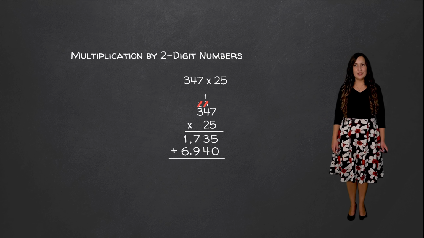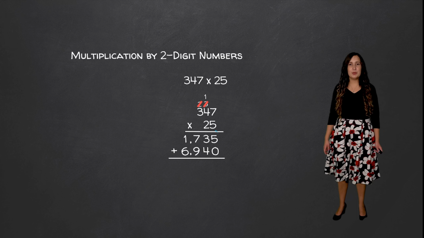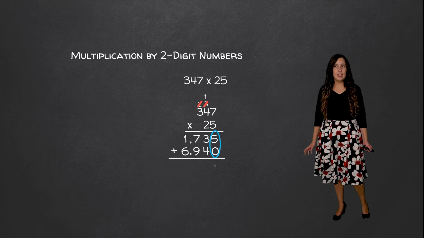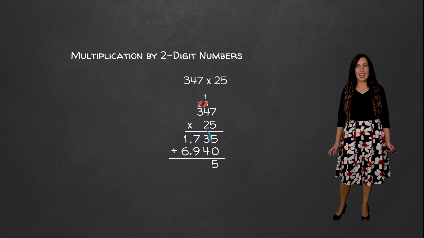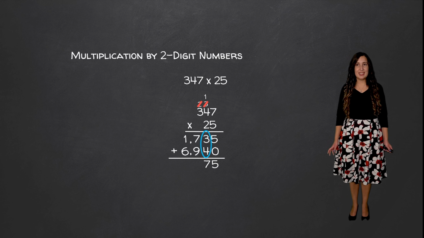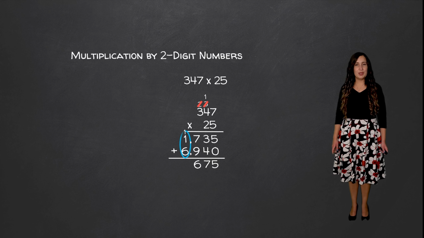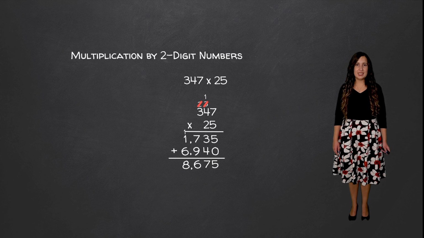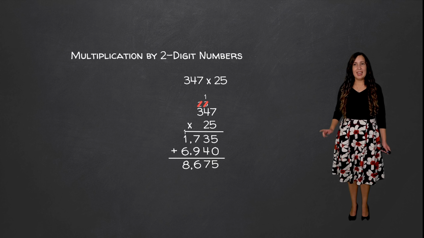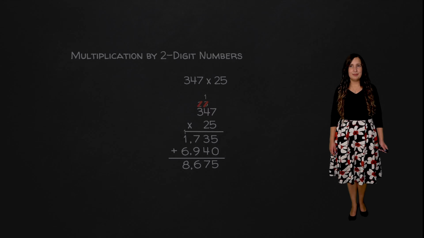And now we'll add these two values together. Starting with the ones place, we have 5 plus 0, which is 5. Then we have 3 plus 4, which is 7. Then we have 7 plus 9, which is 16. Bring down the 6, carry over the 1. And then we have 1 plus 1 plus 6, which equals 8. So 347 times 25 equals 8,675. All right, and now let's move on to our final example.